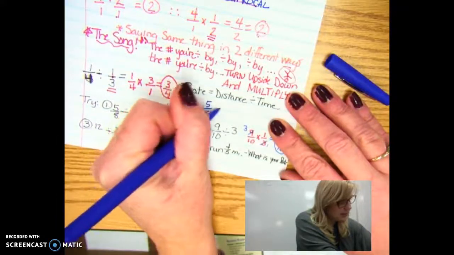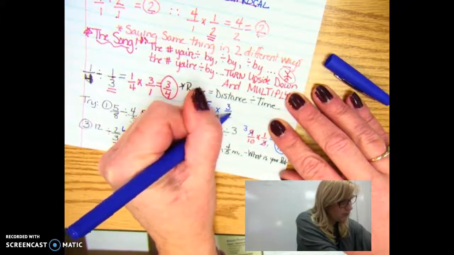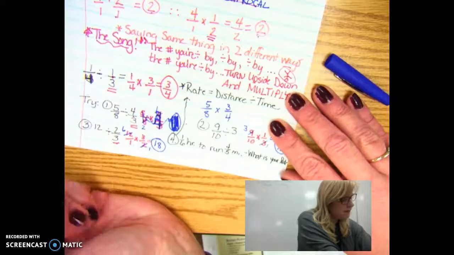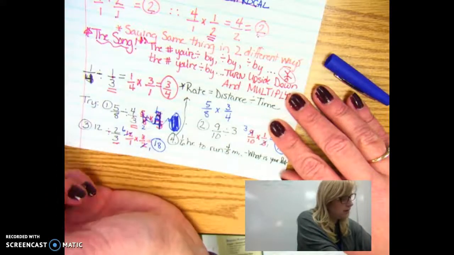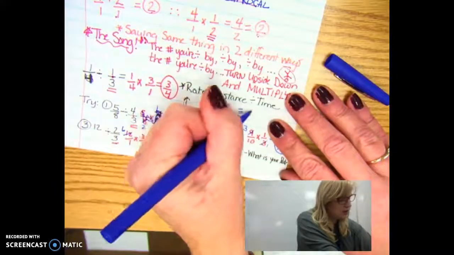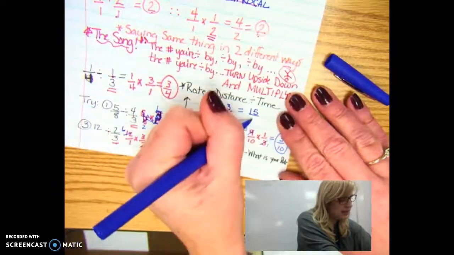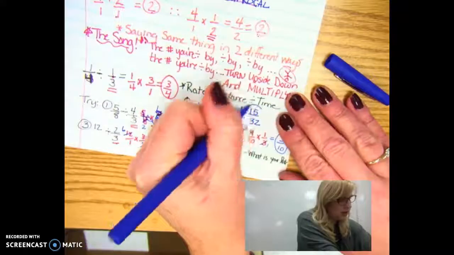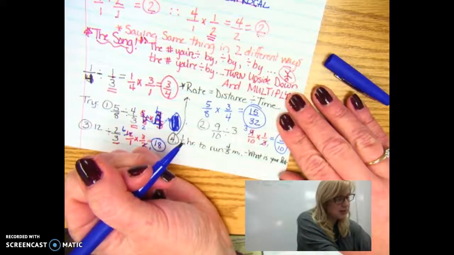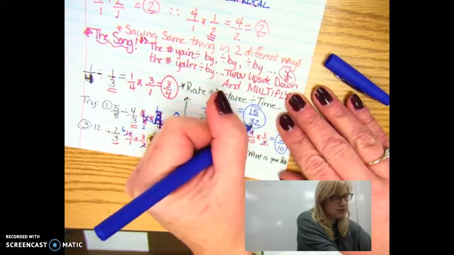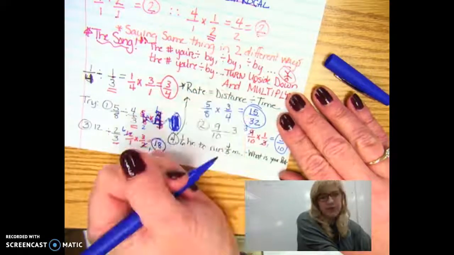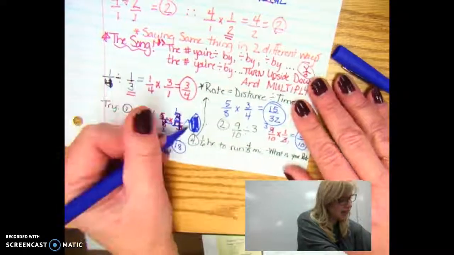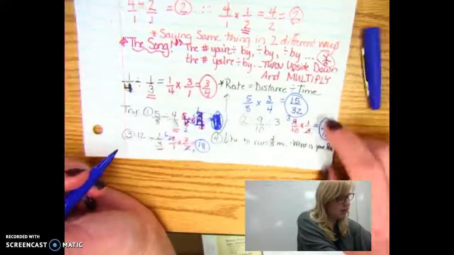5/8 times 3/4. Okay? So if you look at this one, you cannot cross reduce, so it ends up being 15/32, and you cannot reduce that because you can reduce it by 8 or a 4 or a 2, and you can't reduce 15 by any of those. So that did not have the Ninja Star reducing that I had here.